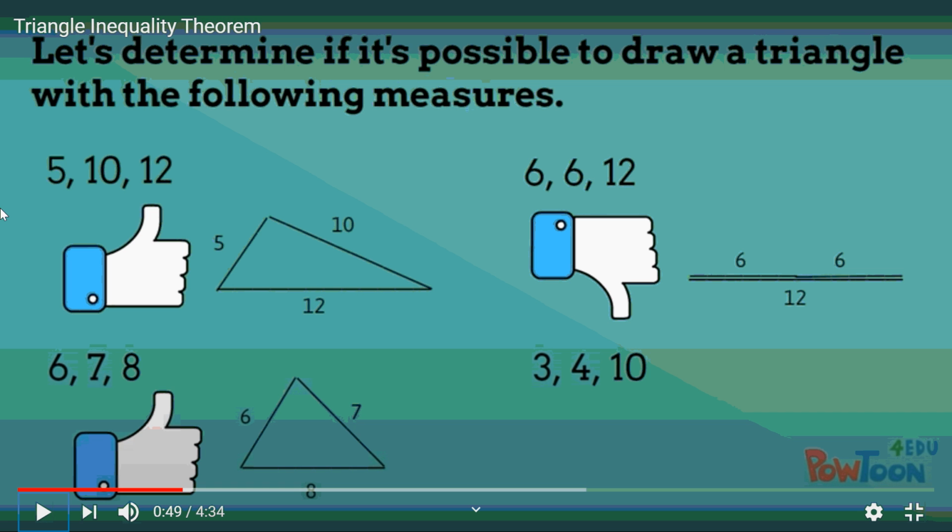So I'm going to pause for this one. So notice how 6 and 6 equals 12. So in order for this to create a triangle, we would have to unhook these two pieces, and therefore it wouldn't be an enclosed figure. They would just be two lines that would be next to each other. So this would not create a triangle.